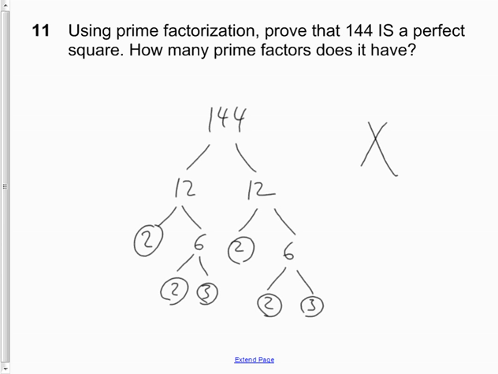Over here would be 2 2's and a 3. And over here would be 2 2's and a 3. 2 times 2 is 4, times 3 is 12. Same thing over here. So because I could divide the prime factors into two equal groups, it is a perfect square. And not only that, the square root of 144, excuse me, is 12.